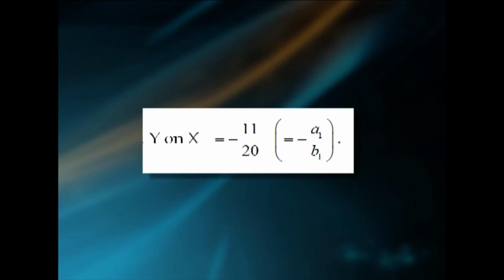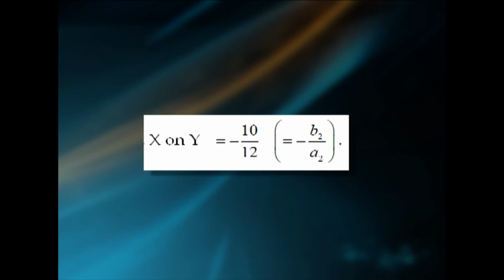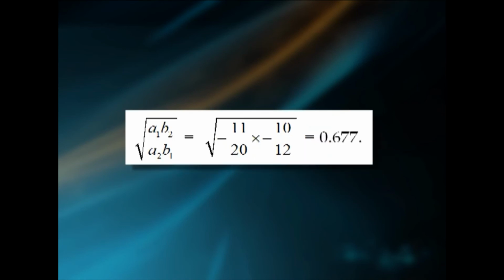Then y equal to minus 11 by 20 into x minus 9 by 20, and regression coefficient y on x equal to minus 11 by 20, that is minus a1 by b1, and x equal to minus 10 by 12 y plus 3 by 12. The regression coefficient x on y equal to minus 10 by 12, that is equal to minus b2 by a2. Then square root of minus 11 by 20 into minus 10 by 12, that is 0.677. Since the regression coefficients are negative, the correlation coefficient is minus 0.677.